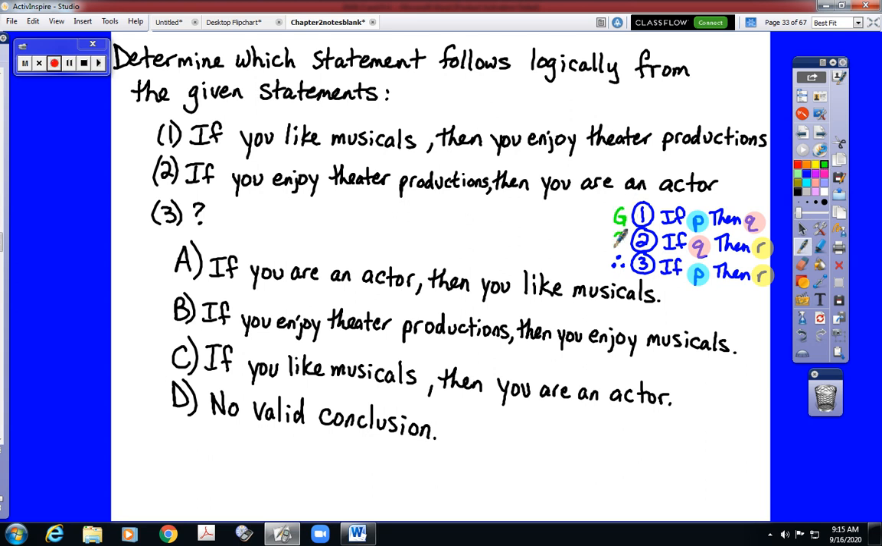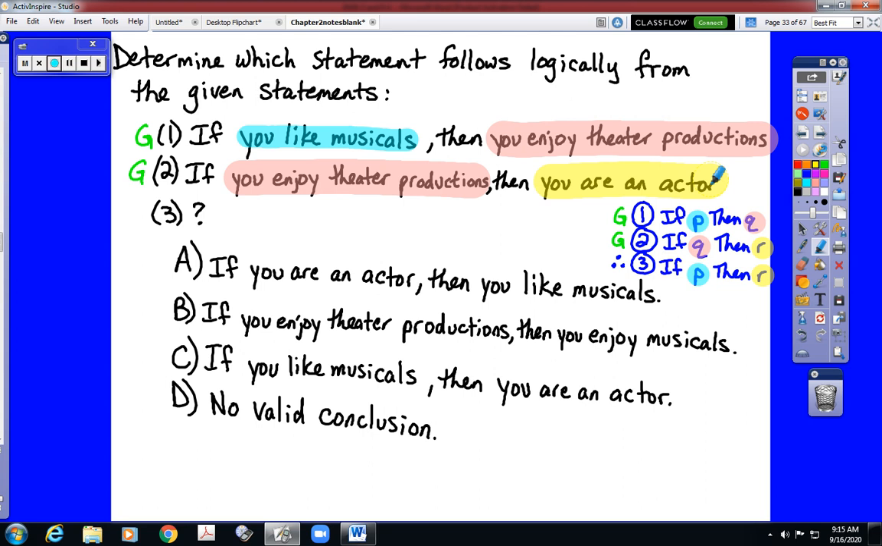Your first two statements, which are the givens up here in your problem, have to match the pattern if P then Q, if Q then R, or else there is no valid conclusion that can be drawn. So, the first statement says, if you like musicals, so P is you like musicals, then you enjoy theater productions. So Q would be you enjoy theater productions. This means that the next line has to start with if you enjoy theater productions. And it does, so we're okay there. Then you are an actor. So there's your R: you are an actor.